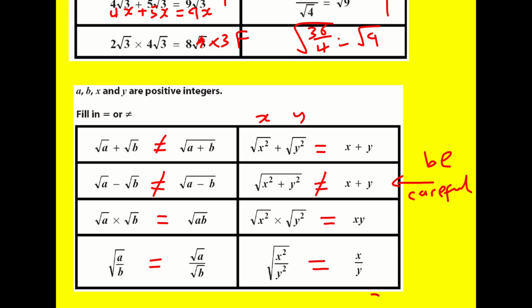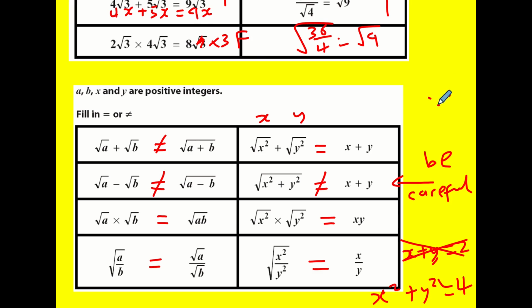Especially when dealing with circles later on. Things like x squared plus y squared equals 4. Sometimes people then write x plus y equals 2. They take the square root of everything. You can't do that. That doesn't work. That is what I'm saying here.